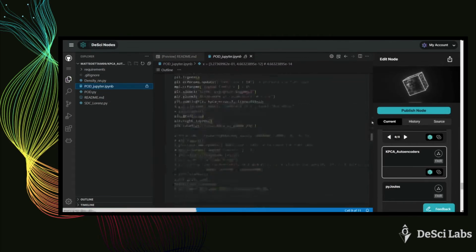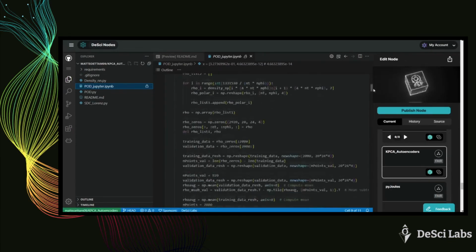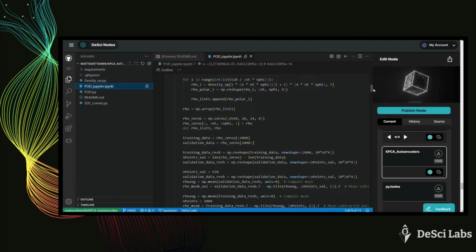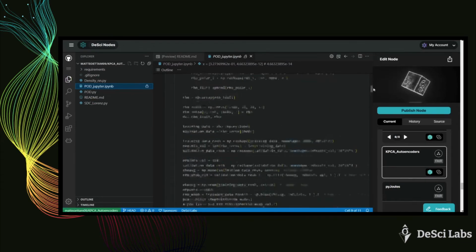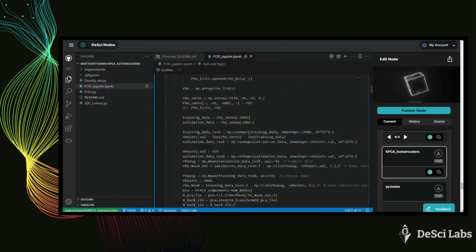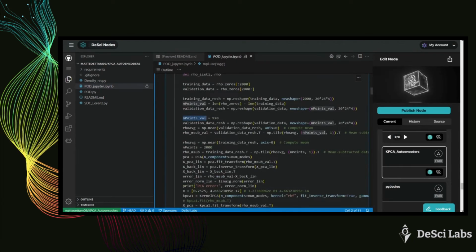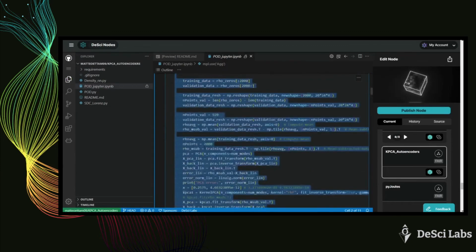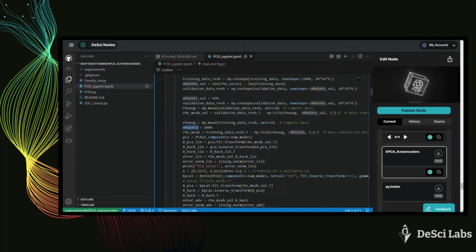In this notebook, at first, it's used for both the Lorenz system and the density. For example, in the first part, we are just loading the data, and then we do some pre-processing, taking the validation sets and training sets. Then, as I said, we are computing the mean subtracted data. And for PCA, you have just this line. You need to transform into the lower dimensional space, and then inverse transform to the original space.